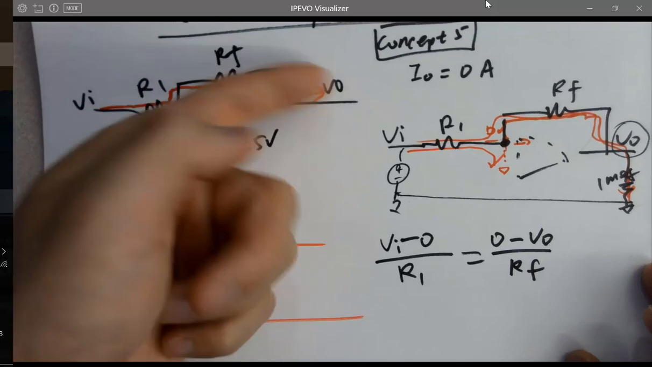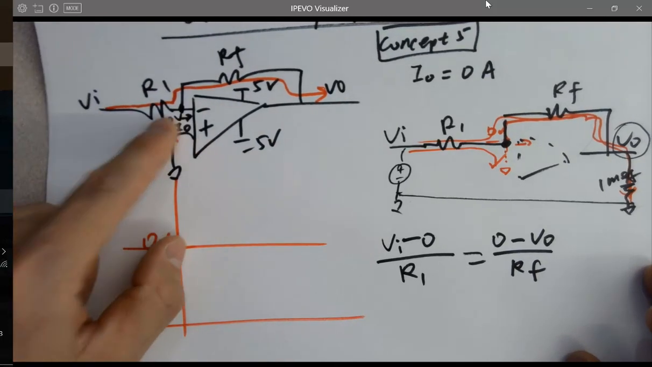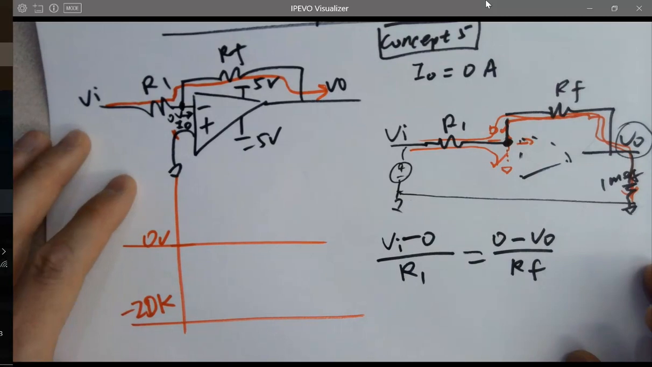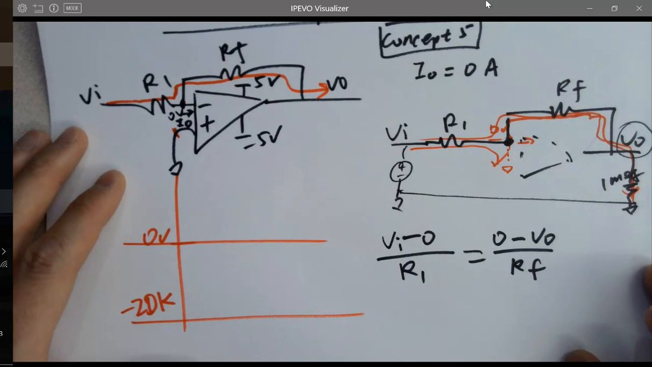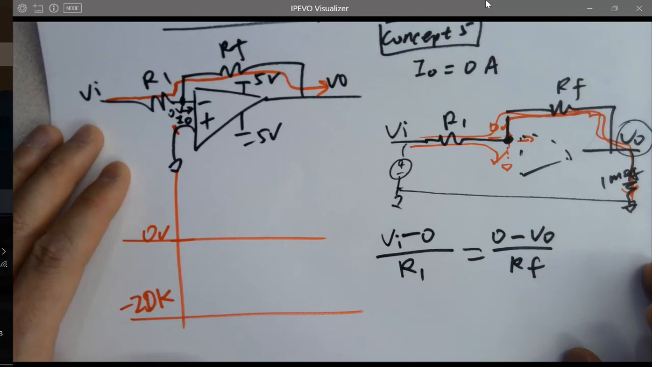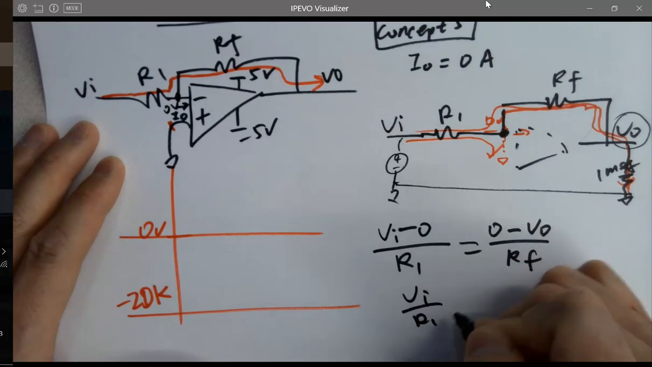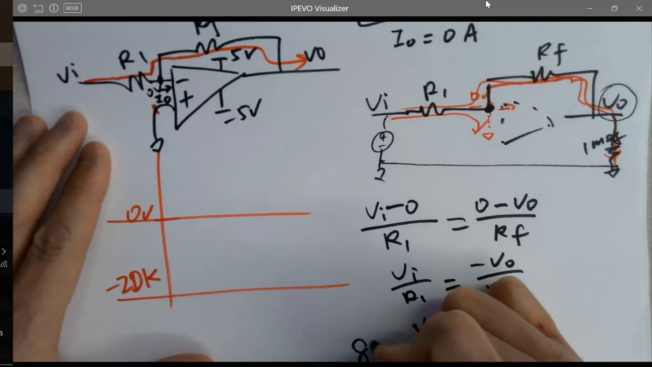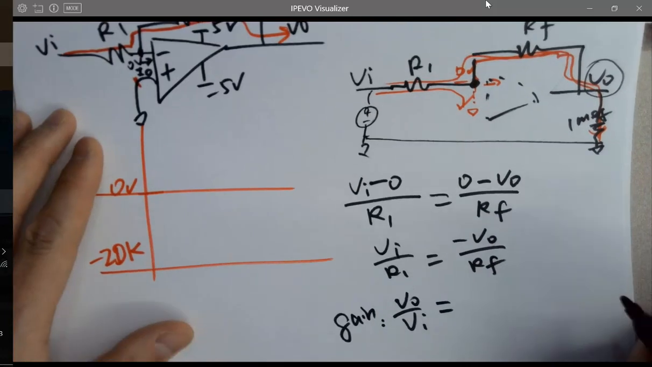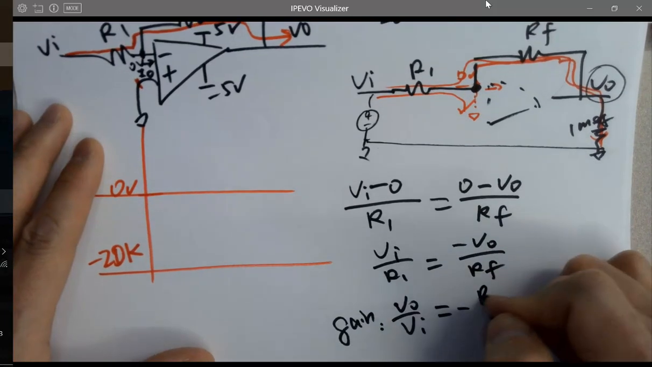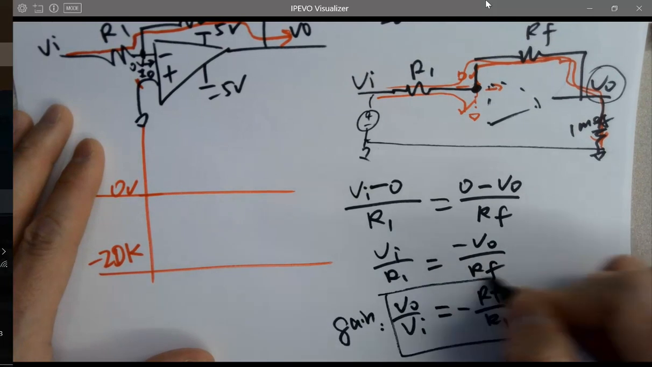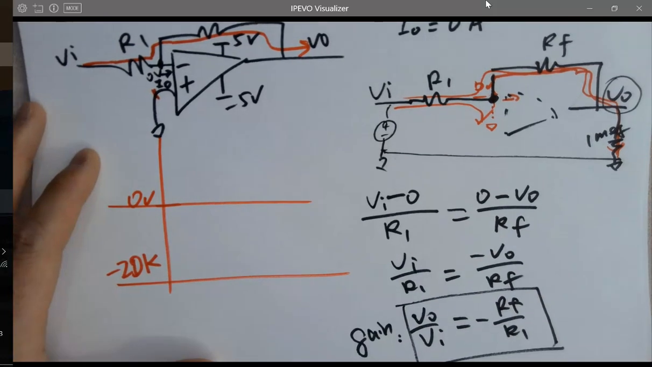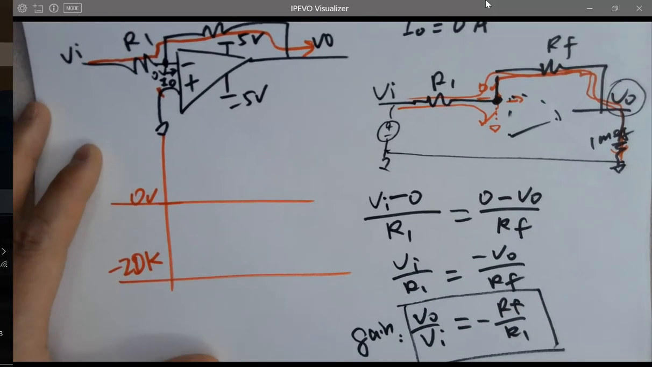This is just one current. It's not changing. So that's why (VI minus 0 volts) over R1 equals (0 volts minus VL) over RF. And then you get VI over R1 equals minus VL over RF. So VL over VI, which is the gain, equals minus RF over R1. So that's how you amplify your V out. That's the closed loop gain.